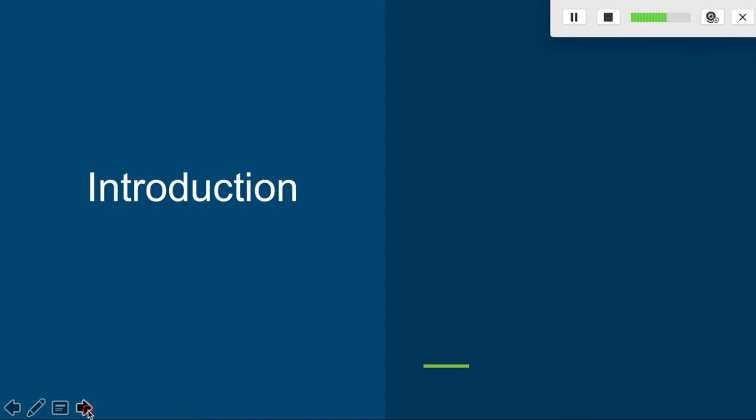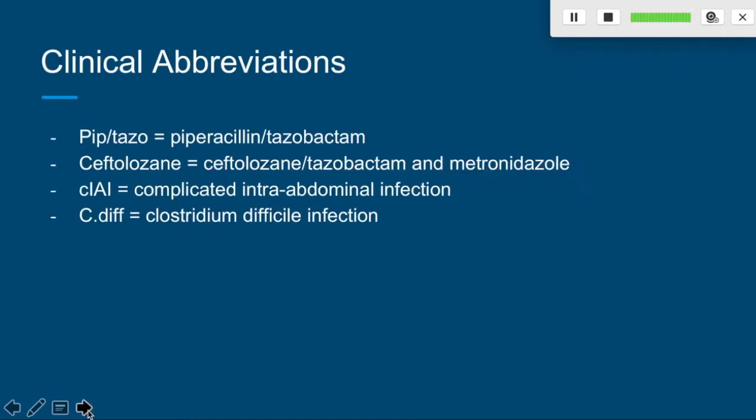Starting off with the introduction, here are some clinical abbreviations we will be using throughout this presentation. Pip-tazo refers to piperacillin tazobactam. Ceftolozane refers to ceftolozane, tazobactam, and metronidazole. CIAI is a complicated intra-abdominal infection, and C. diff is a Clostridium difficile infection.